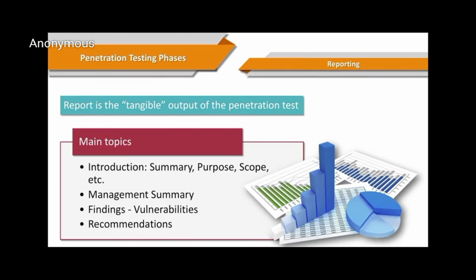The report is the fruit of the pen test. It's the outcome of the actions you performed throughout the pen test. A pen test report typically consists of the following sections.